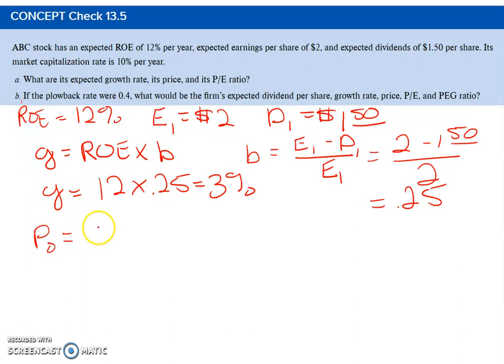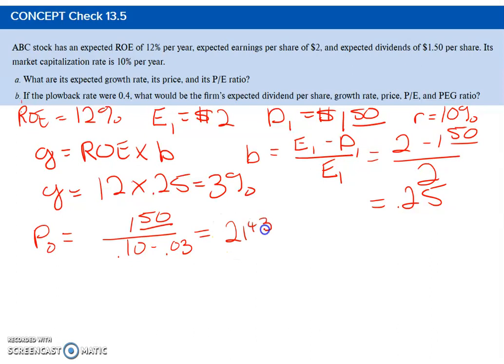P0 is equal to $1.50 divided by R or K minus G. Didn't write that down. The market capitalization rate, R or K. I've always used R, but so that's 10%. So that's 0.10 minus 0.03. And that gives us a price of $21.43.